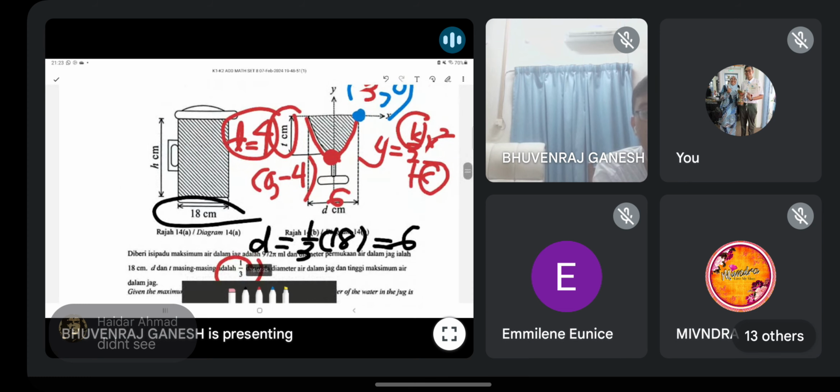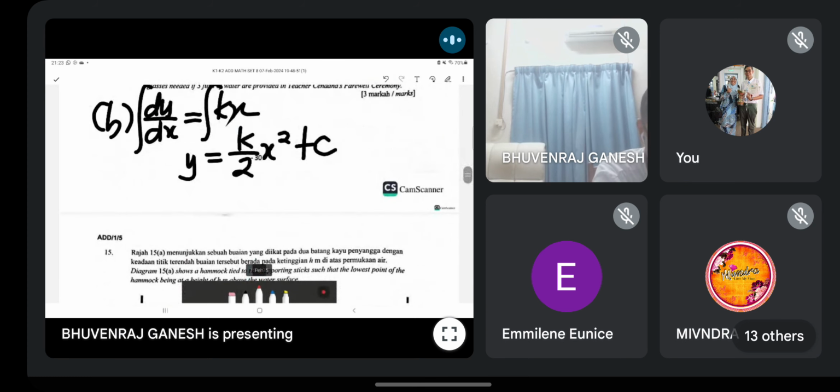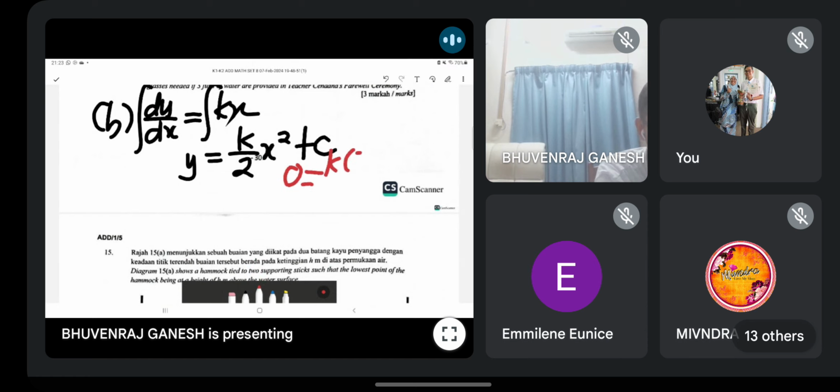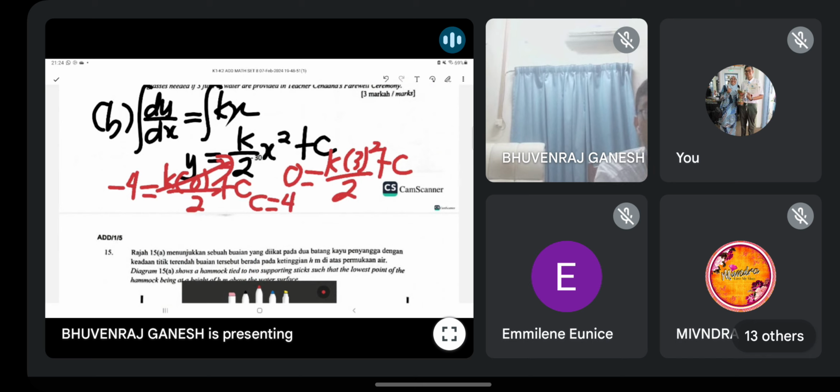So now you can substitute these two coordinates into simultaneous equations. So you will get 0 equals K 3 square over 2 plus C, and also negative 4 equals K 0 square over 2 plus C. So now you can solve simultaneously. This one is eliminated, it's gone. Okay, its value is zero. So now basically you will get C equals 4. C is 4. So you substitute 4 over here.